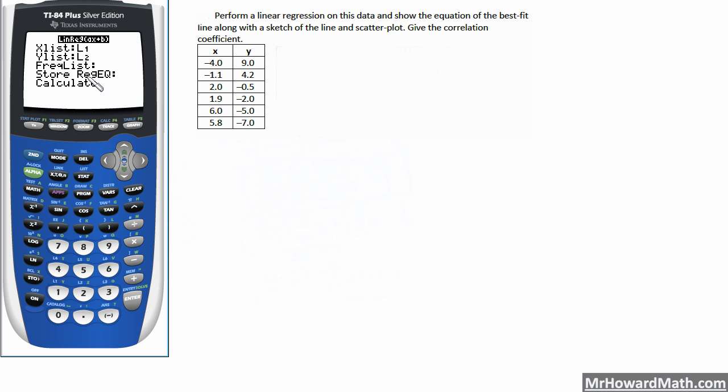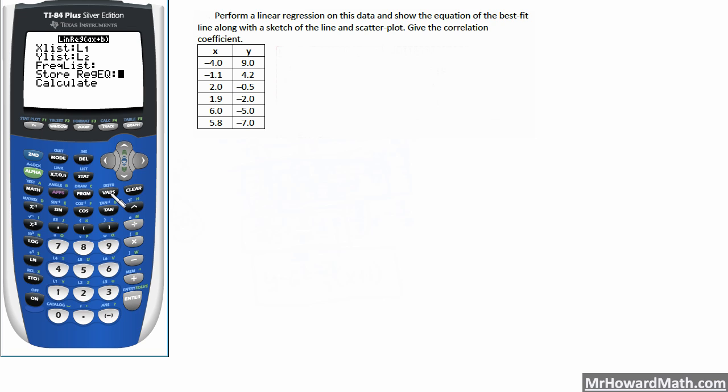In order to store the regression equation, we can have the calculator take the linear regression equation, the line of best fit that it comes up with, and put that in our Y1 in our calculator, so that we can go ahead and graph that. That makes it a little faster. We just need to get Y1 in here. There's more than one way to do it, but I'll show you one way.